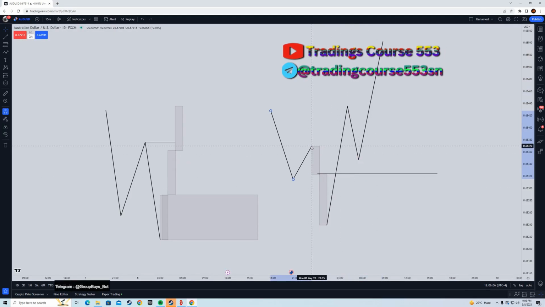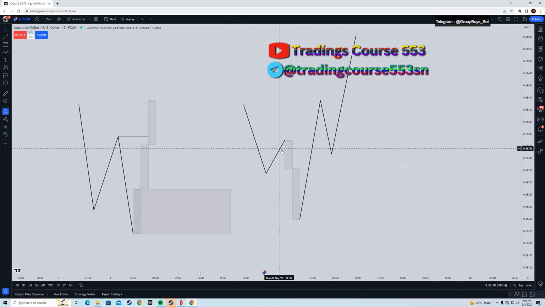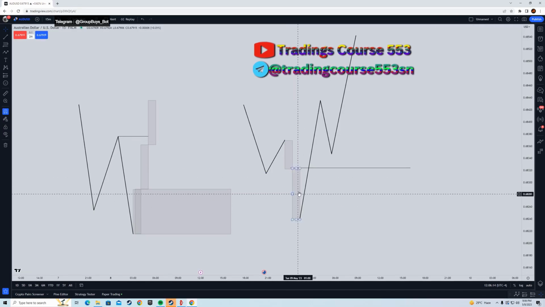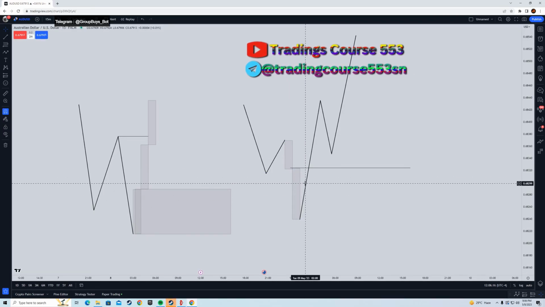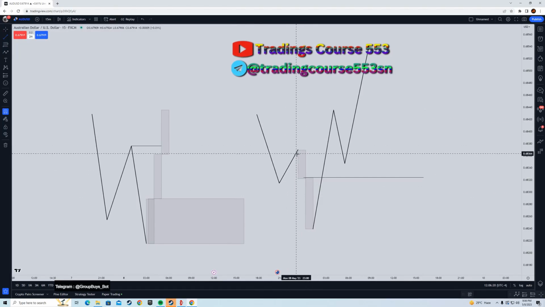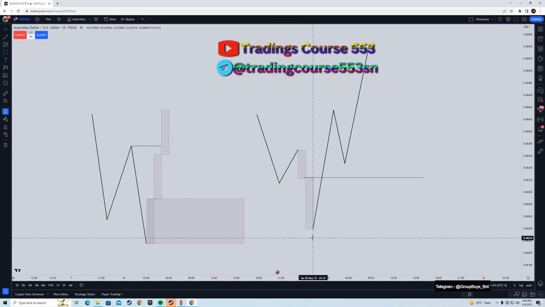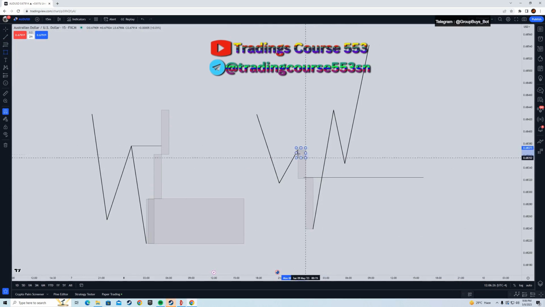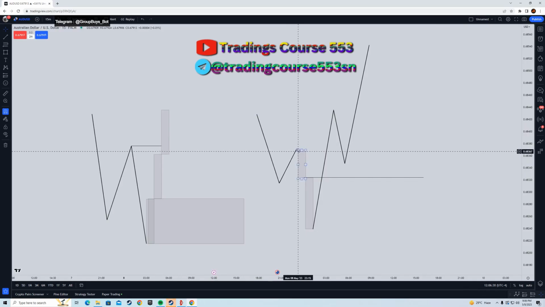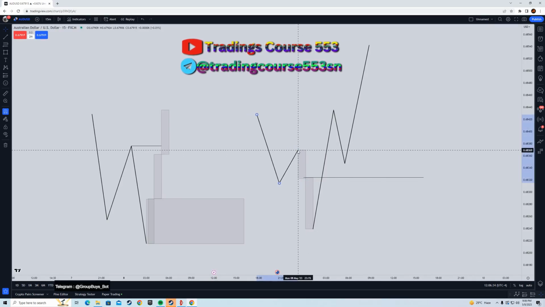So now here's the high probability setup for this setup right here. When you have a breaker block in alignment with this auto block, that is a high probability trade setup. And what is a breaker block? You have lower low, lower high, lower low. The candle over here, the first candle of this lower low, it's going to be here. If it is in alignment, the size is the same, right? Then that to me is a high probability setup.